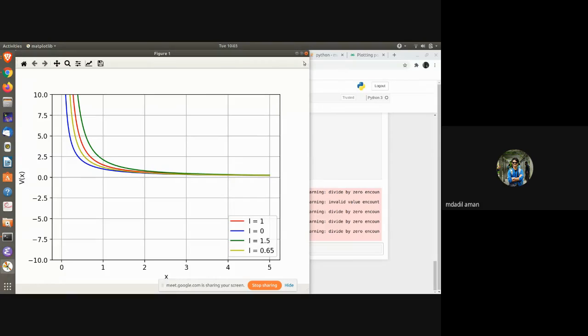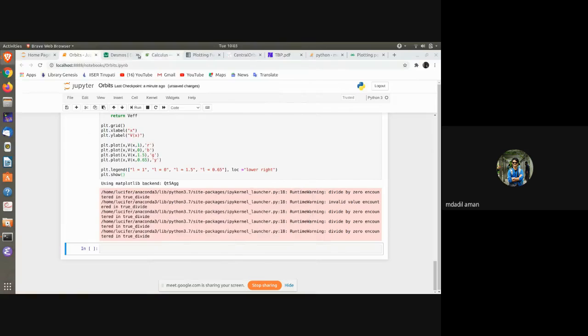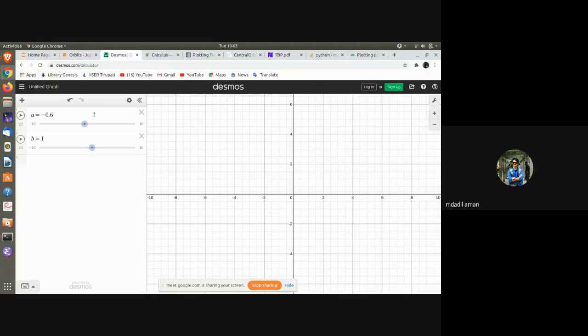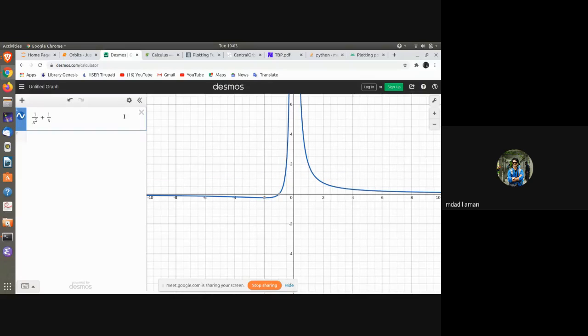So what is happening here is like this. If I draw a simple graph of 1 by x square plus 1 by x, there is a minima, but it is in the negative quadrant for x. And since we are taking x as the radius from the center, it can't be negative.